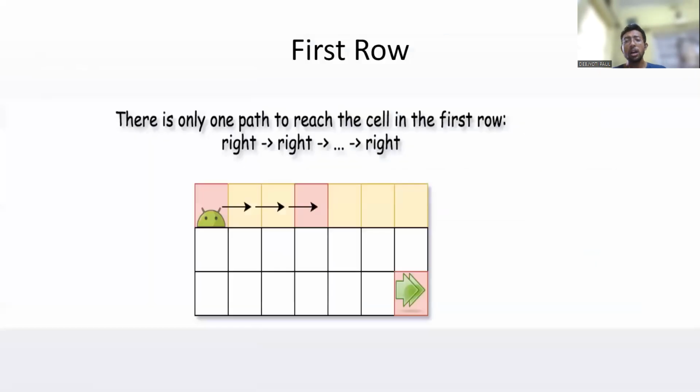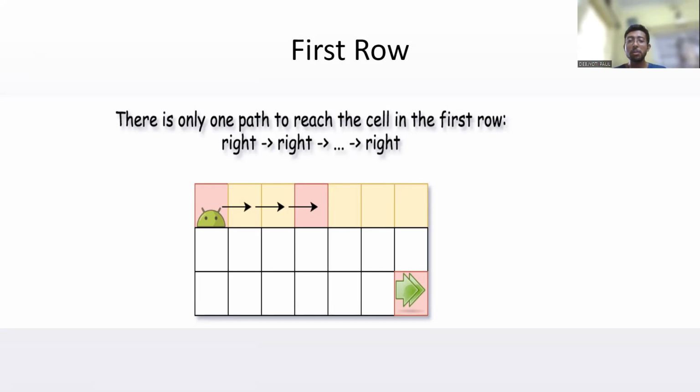Now, let's look at some interesting observations that we can use to solve this problem, right? One interesting observation is that if you look at this maze or grid, and the robot is sitting at the top leftmost corner, and you look at the first row of this grid, what we can see is that there is only one path in the top row.